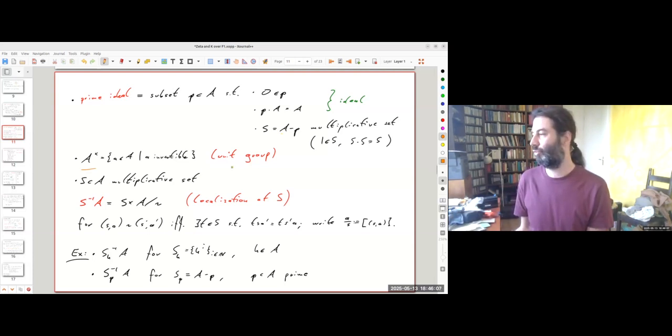There's something like a unit group. This comes up again later. So for every monoid, the subset of invertible elements of the monoid forms an abelian group, which is called the unit group.